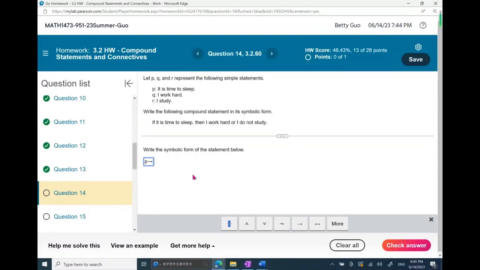I work hard is Q. Or I do not study, so the negation of R. Let me double check. It is time to sleep. If it is time to sleep, P, then the consequent is a disjunction. I work hard, Q, or I do not study, not R.